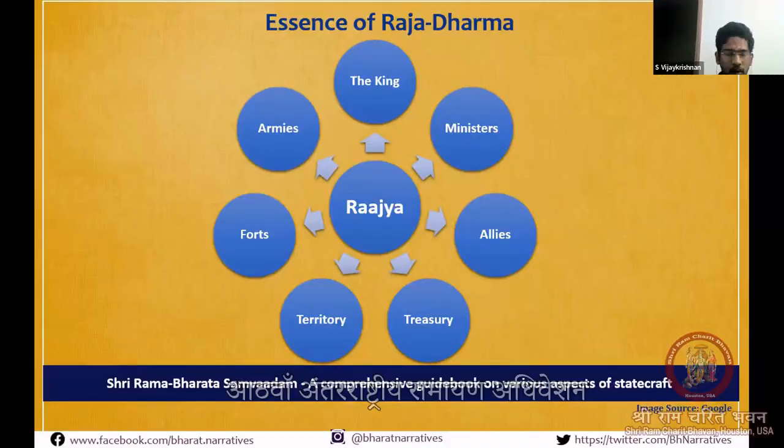In today's context, the presence of governance in various areas would be comparable to these 2 legs. So, in essence, the dialogue between Bharata and Sri Rama is a comprehensive guidebook on various aspects of statecraft from a point of view of social sustainability.